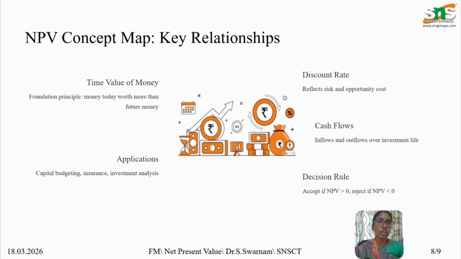When we talk about NPV, we have certain factors which rule the investment decision. One is the time value of money. As I have already told you, we will have a discount rate, expressed in percentage, which reflects the risk factor of a company, and you will have inflows and outflows of your investment. The decision rule of NPV is: if your NPV is greater than 0, you accept; if it is less than 0, you reject.